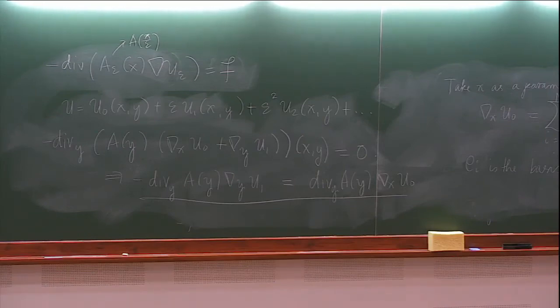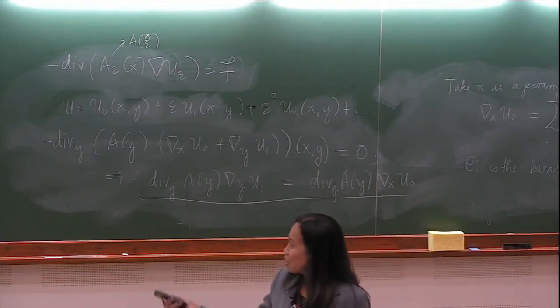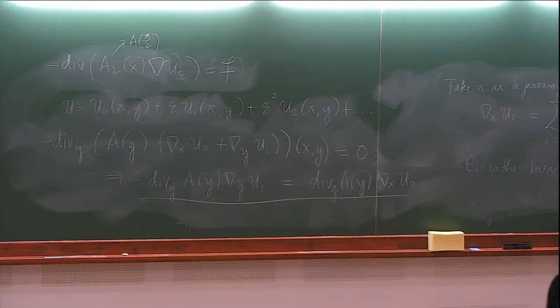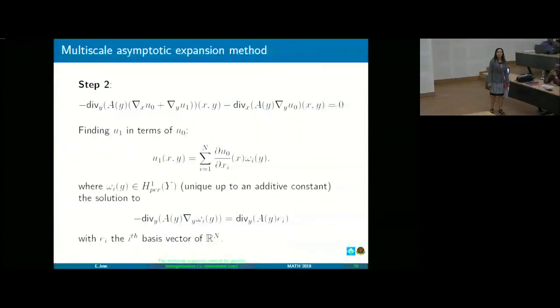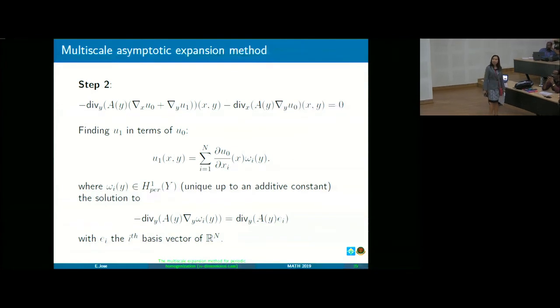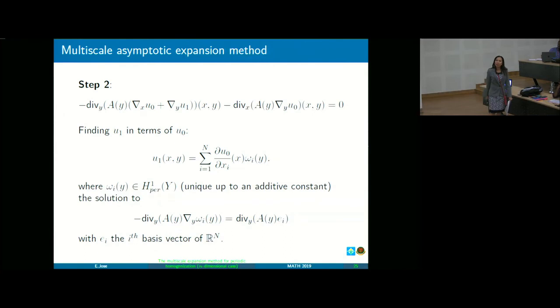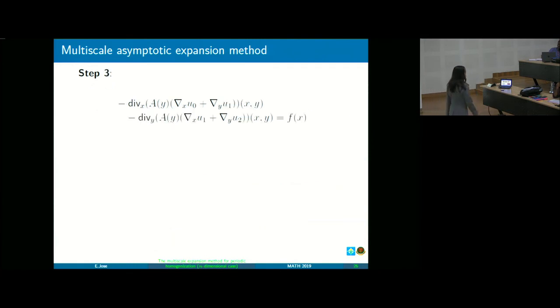Okay? Right? So actually, I have the summary here. You can express U1 in terms of U0 in this way. The summary is in that slide. All right. So let us, of course, finish the thing and move to step 3.